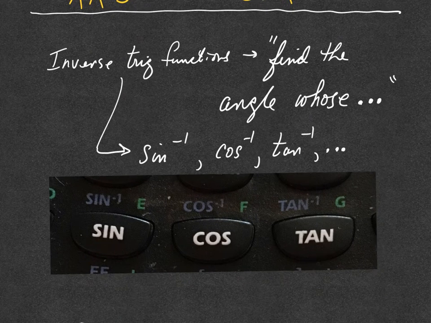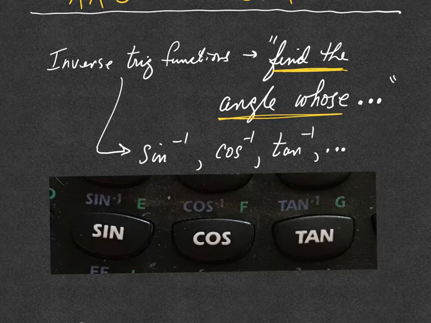When we want to talk about inverse trig functions, this is the phrase I need you to remember: find the angle whose, and then we have the dot dot dot at the end, meaning we're going to fill something in. So we're going to find the angle whose sine is, or find the angle whose cosine is, or find the angle whose tangent is, and then we'll have something that follows.